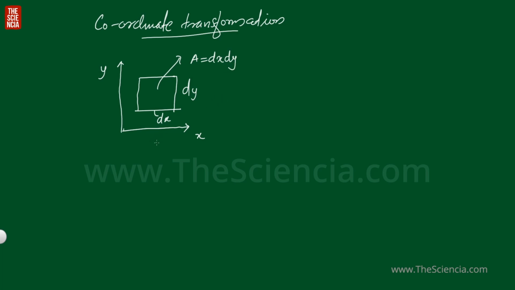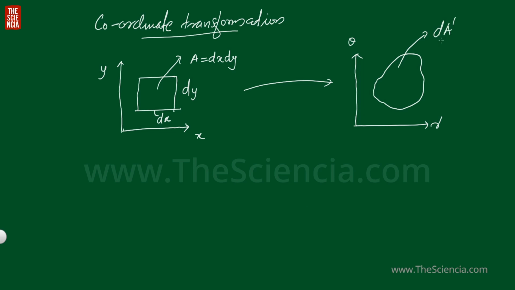Now I am transforming this coordinate system to another coordinate system, that is plane polar coordinate system. So the coordinates are r and theta. And when I am transforming this area in Cartesian coordinate system to another coordinate system, its shape will be something different. So I am calling this area dA prime. And here I told you the elemental area dA is equal to dx dy. In a similar fashion, what will be the dA prime? It should be equal to dr d theta.